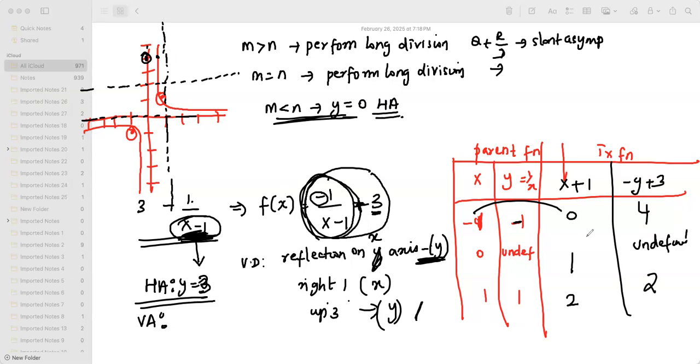Now let's plot the point 0, 4 and 1 is undefined. 1 becomes undefined. So basically then it should go like this. Am I making sense? At 1 it is becoming undefined. And then 2, 2 is a point. So that means what?